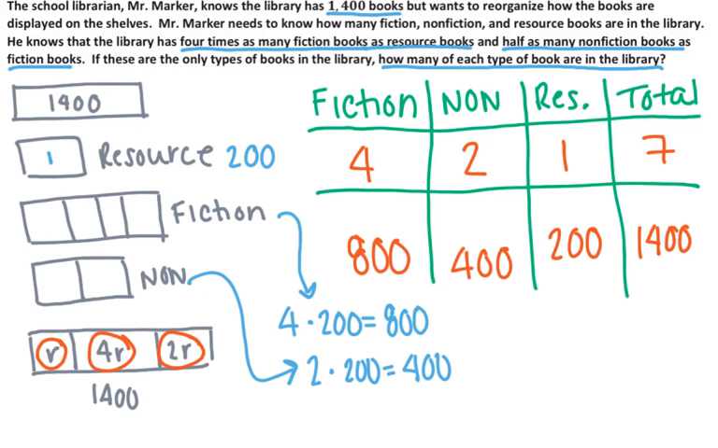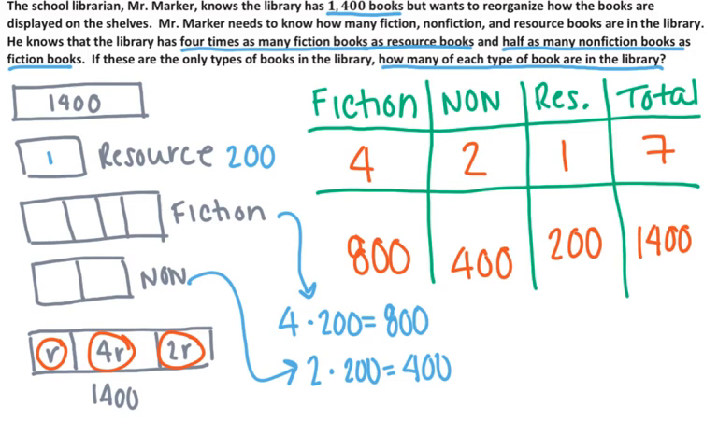So there are 800 fiction books, there are 400 nonfiction books, and there are 200 resource books. So does the library have 4 times as many fiction books as resource books? Yes, because 4 times 200 is equal to 800. Does the library have half as many nonfiction books as fiction books? Yes, because 400 is half of 800. And does the library have 1,400 books? Yes, because 200 plus 400 plus 800 equals 1,400.